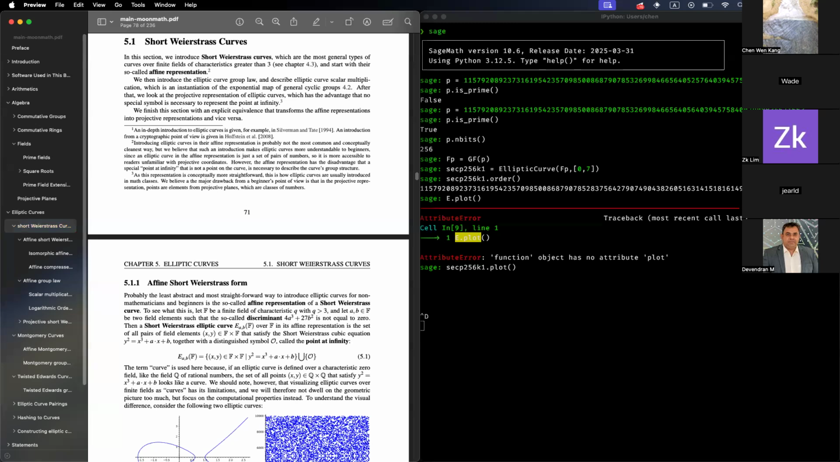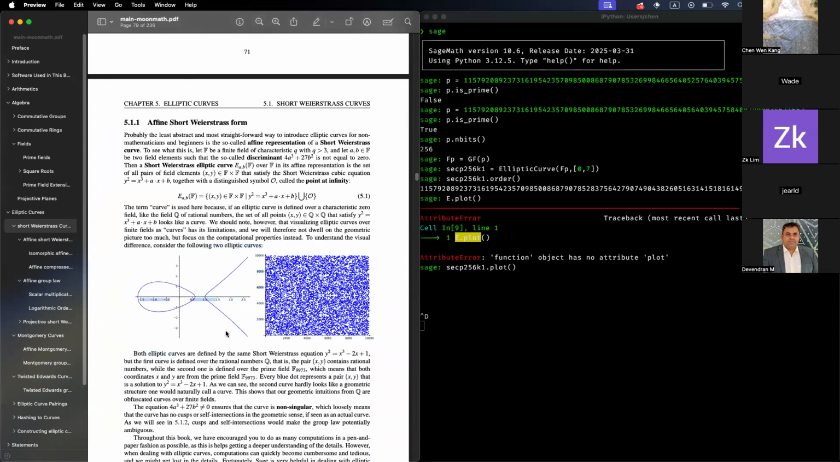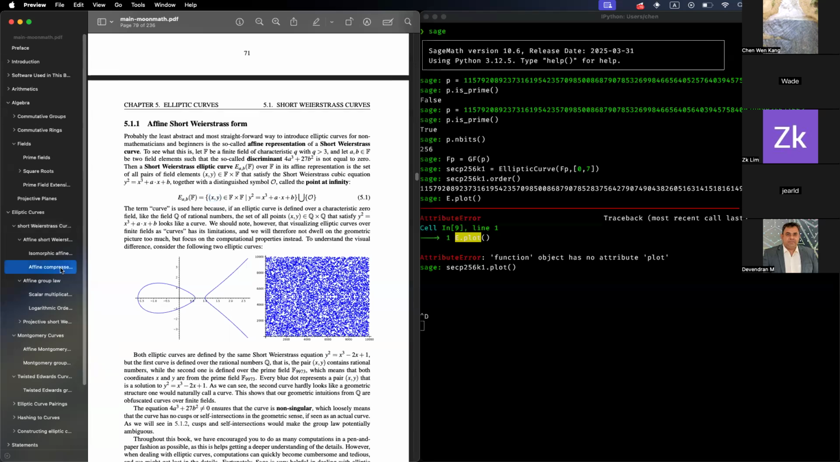But the Twisted Edwards one and Montgomery are slightly different from this. So apparently when we talk about affine representation, it's mainly about how we actually describe this. Okay, I'm going to continue.